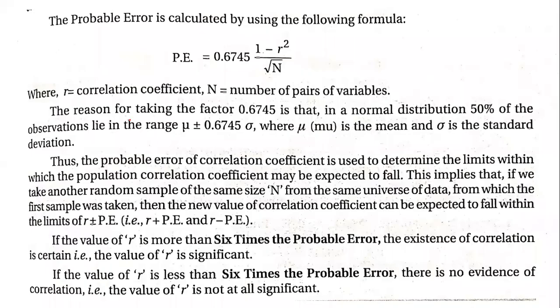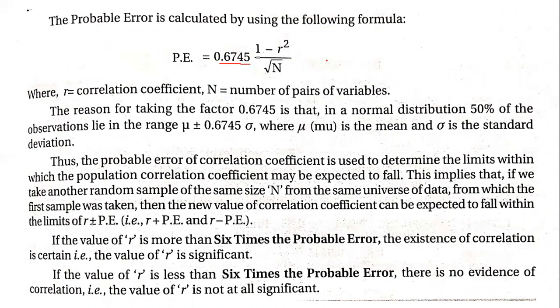So let's see the definition. Sorry, we finished the definition. Let's see the formula. Then we will go to the problems and understand it better. So the probable error is calculated through this formula. Here, PE is nothing but probable error. This is given with a number, a constant number, 0.6745. It is a constant which will be present.